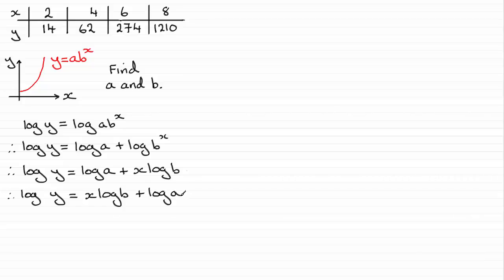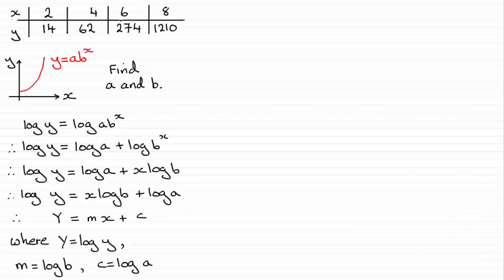And that means that this has the form y, a variable, equals mx, m being a constant, that would be the log b, times x, plus a constant c, which will be the log a. So just recapping there, we've got the form y equals mx plus c, where y equals log y, m equals log b, and c equals log a. So what I need to do now is form a new table of values. I'm going to be plotting y against x, that is y being log y against the values of x.